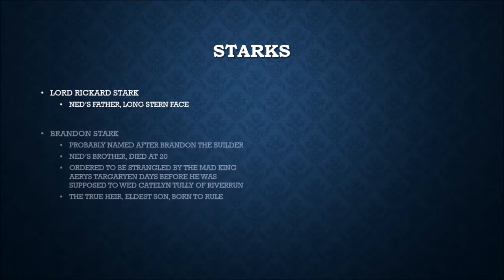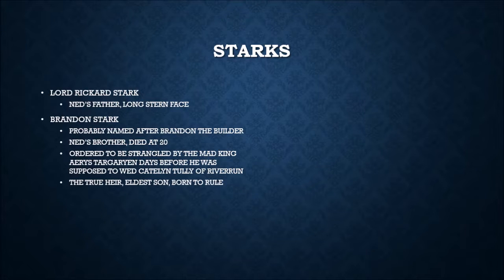Alright, so we've talked about Ned Stark, but before we talk about King Robert, some of the other characters that we get to know very well in the chapter are more of the Stark characters. We learn about Lord Rickard Stark, who is Ned's father. He is described as having a long, stern face, as Ned sees him in the crypt, or sees his burial mound in the crypt, or wherever he's buried.